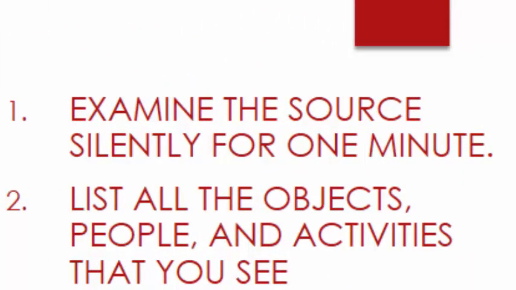Number 1, examine the source silently for 1 minute. I like to have this be the first item that they do, just to give them a moment to catch their breath, examine everything that is in the picture, really take in all the details. Next, they're going to list out all the objects, people, and activities that they see. So this is where they get to pick up their pencil or start talking with their group members if they're working with other people.